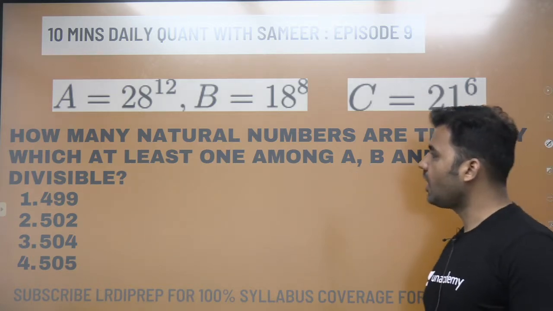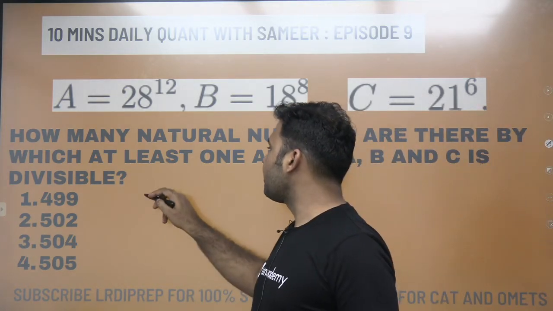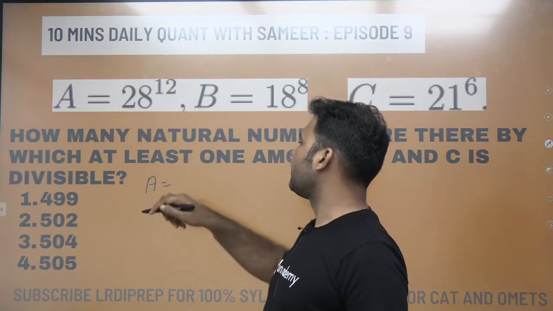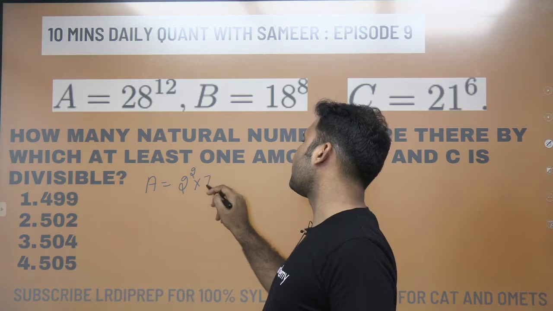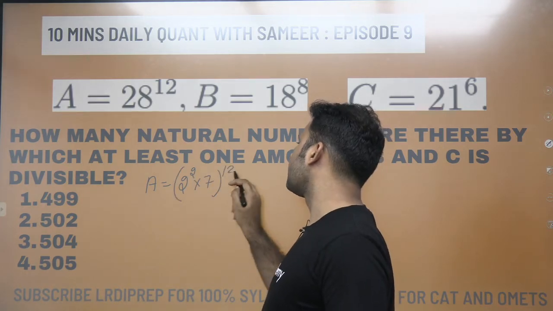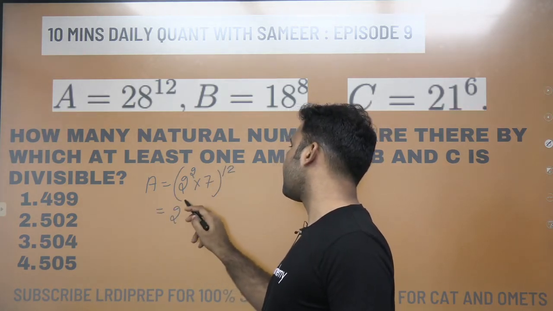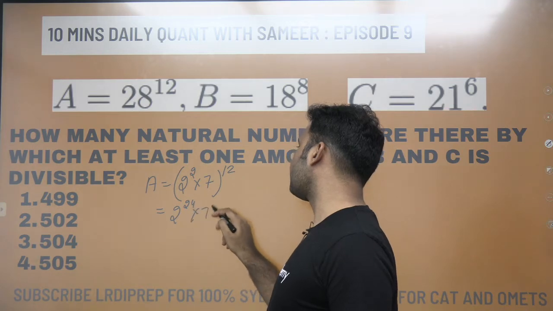Now, how will you solve this question? We have the number A, which is 28 power 12. You can see that this can be written as 2 power 2 into 7, the whole raised to power 12, that is 2 power 24 multiplied by 7 power 12.